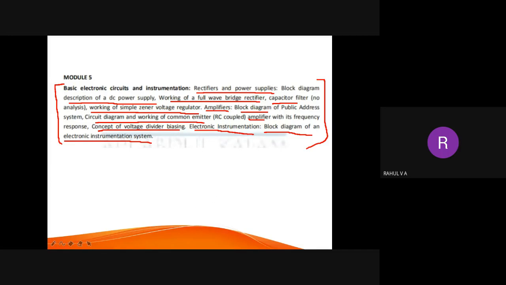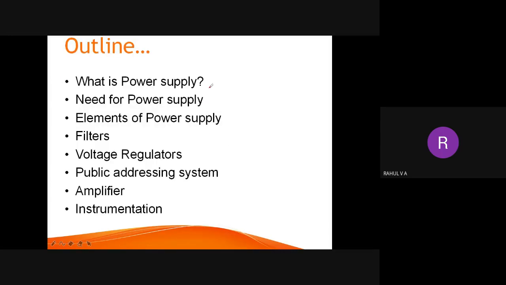Okay, I think you are already familiar with what is power supply and what is full wave bridge rectifier. All this was there in your syllabus when you were studying in plus two. By the end of this module, you should be able to answer these questions: what is a power supply? What is the need of power supply? Elements of a power supply? What are filters? What are regulators? What is a public addressing system? How does an amplifier work? Then what is an instrumentation system?